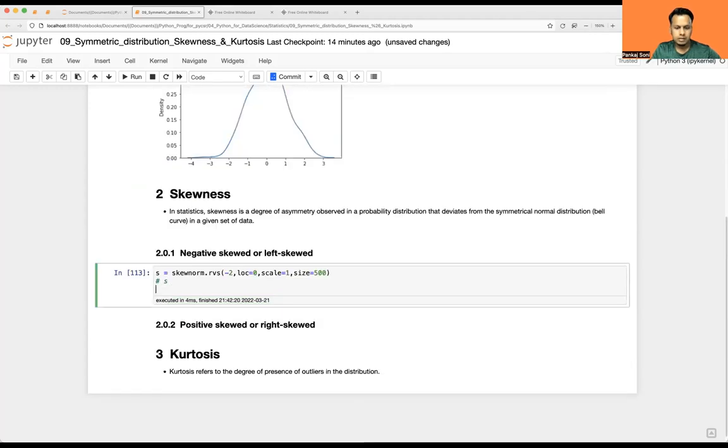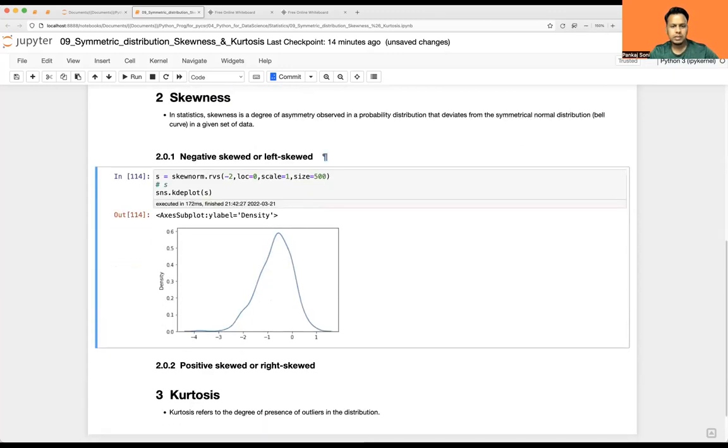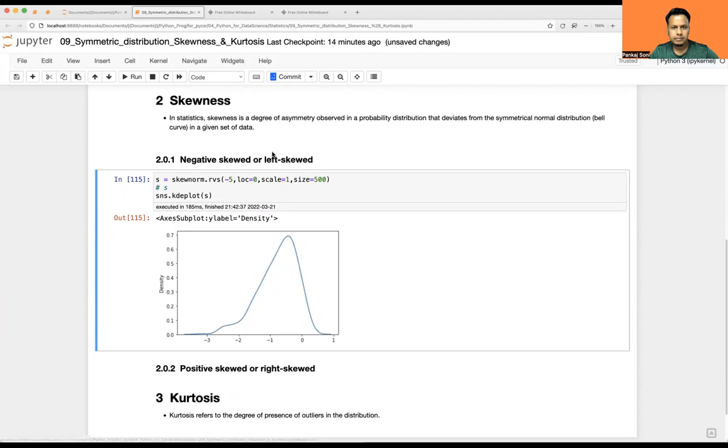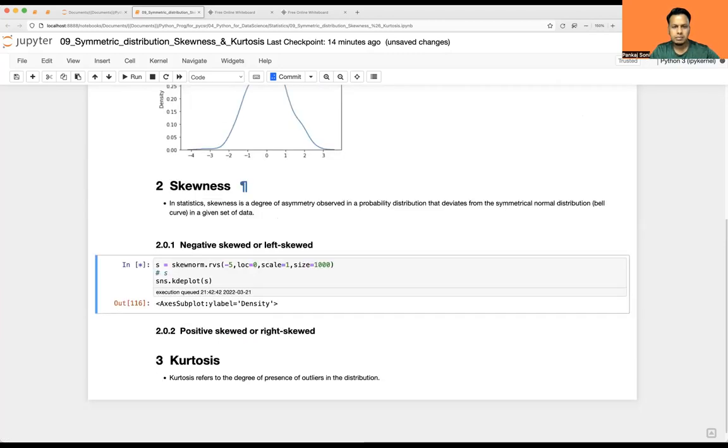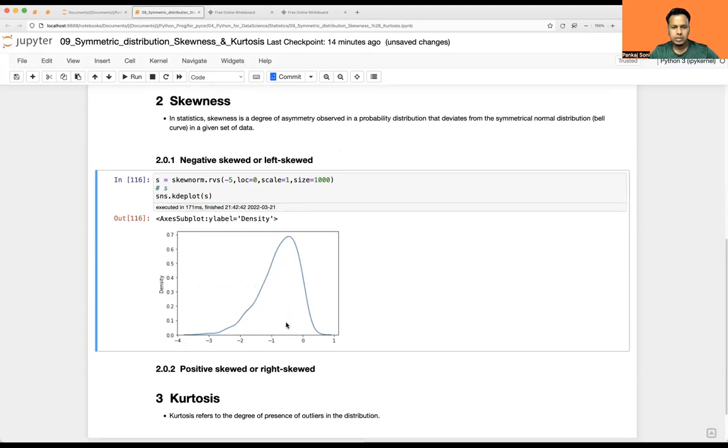So how can you plot? sns.kdeplot and use it. You see here, negative skewed means left side. If you want to make it a little bigger, it will show the values much better. Maybe I'll take one more sample here, a 1000 samples plot.